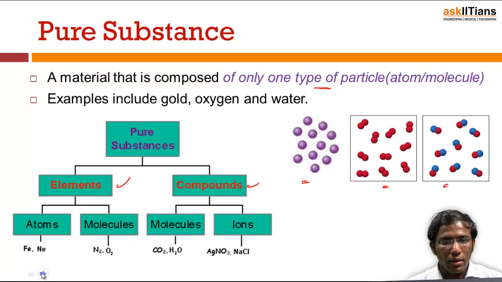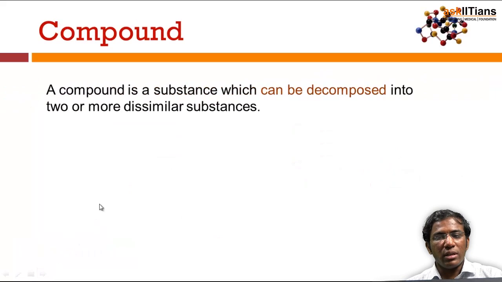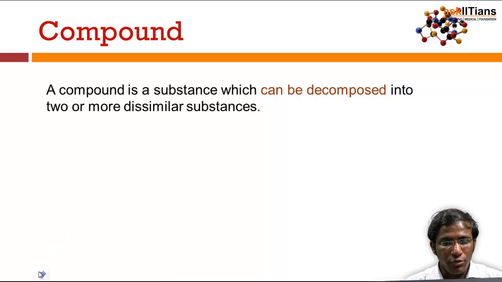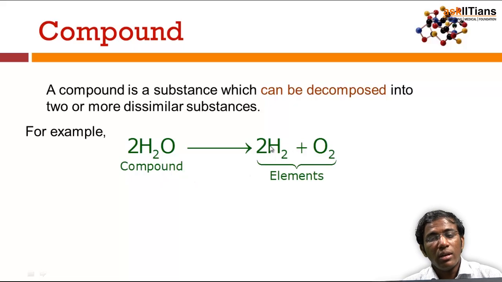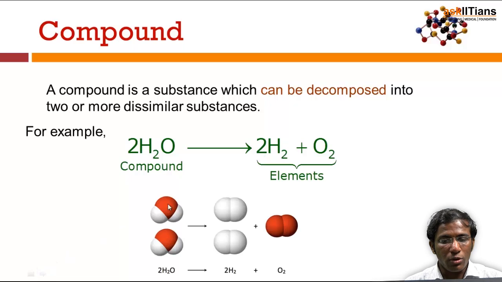So that's about pure substances and compounds. A compound is a substance which can be decomposed into two or more dissimilar substances, right? Let's take water as an example. It is a compound, and it can be decomposed on heating. On decomposition, it forms hydrogen and oxygen, which are two dissimilar elements, two dissimilar substances. So water is a compound, but hydrogen alone is not a compound. Hydrogen is an element. You can see that when we heat two water molecules, they form two hydrogen molecules and one oxygen molecule. So here water is decomposing into two dissimilar substances. So this is about compounds.